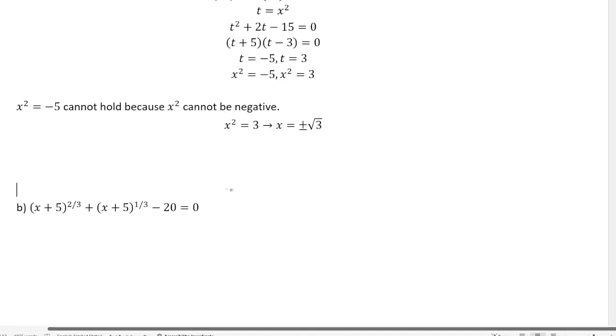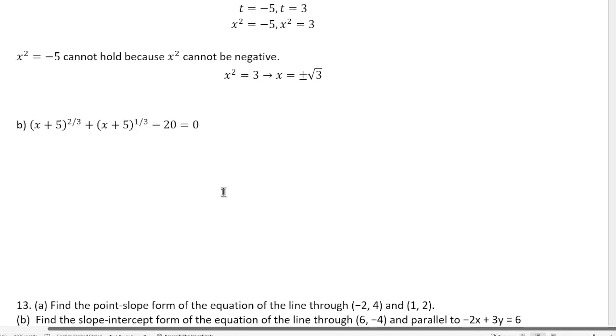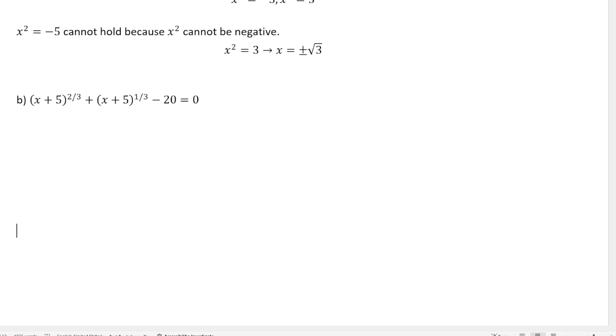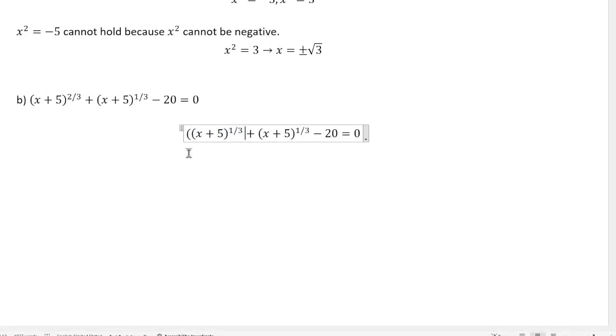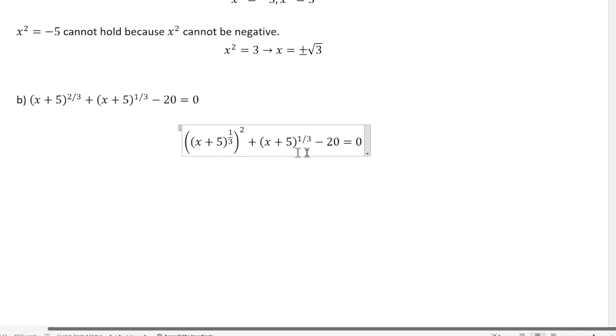Okay, similar idea here. Again, you want to think of this part as the square of this one. So rewrite the equation so that instead of (x plus 5) to the 2/3 power, think of this to the 1/3 squared, because then 2 times 1/3 is 2/3, right?